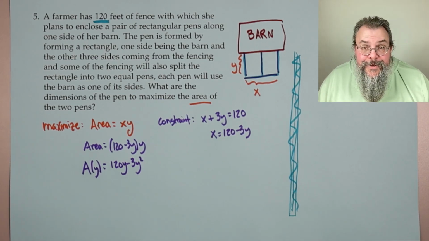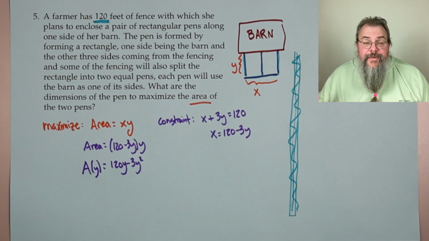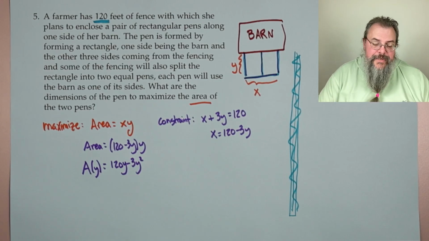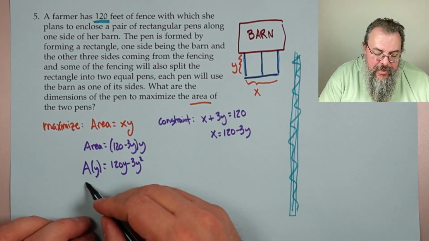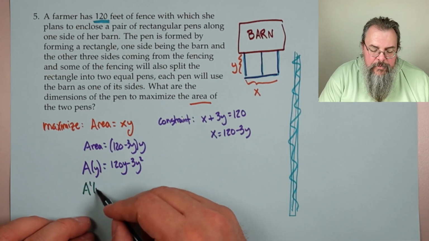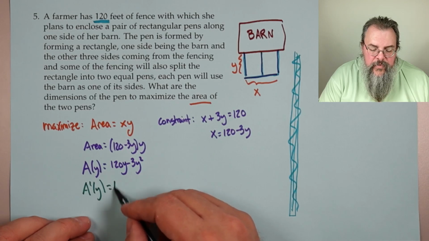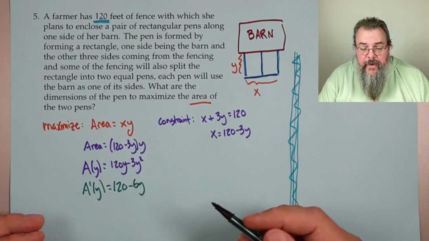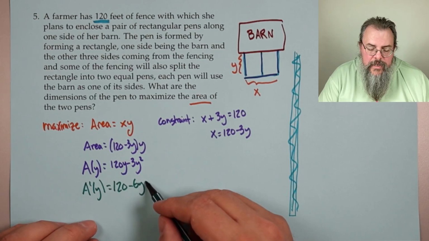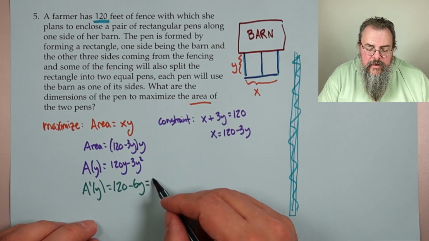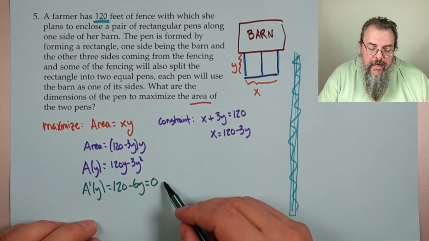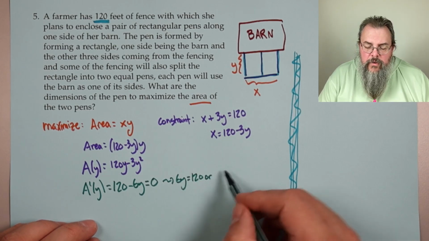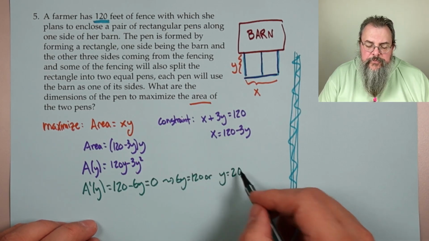So what do we do? Well, we're optimizing, so we're looking for maxes or mins. They occur at critical points, and so we take our derivative. A prime of y would be 120 subtract 6y, never undefined, and well, we can set it equal to 0, and it says 6y equals 120, or y equals 20.